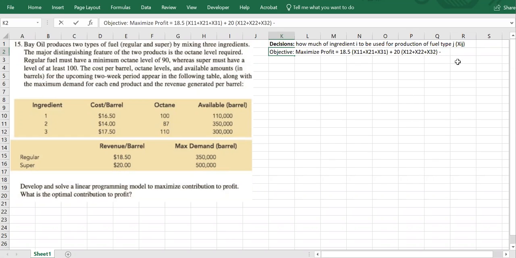And we should now subtract the ingredient cost, basically. We need to use these costs per barrel and multiply by the usage of each ingredient. So it's going to be minus 16.5 times the amount of ingredient 1 used either for production of regular fuel or super fuel, so X11 plus X12. All right, ingredient 1 can be used either for regular or super. Each barrel that you use is going to cost you 16.5, minus 14 times X21 plus X22.